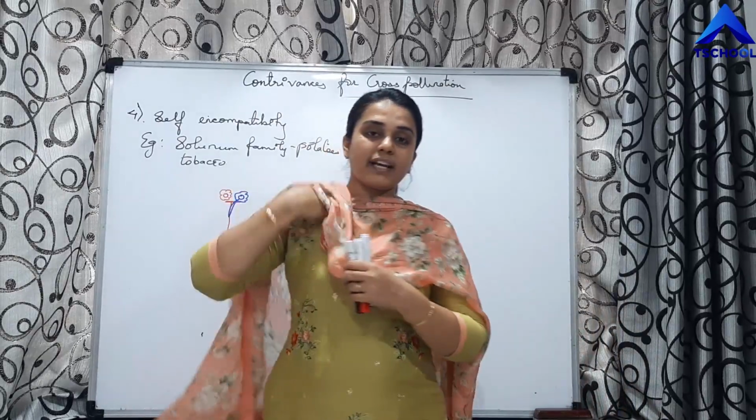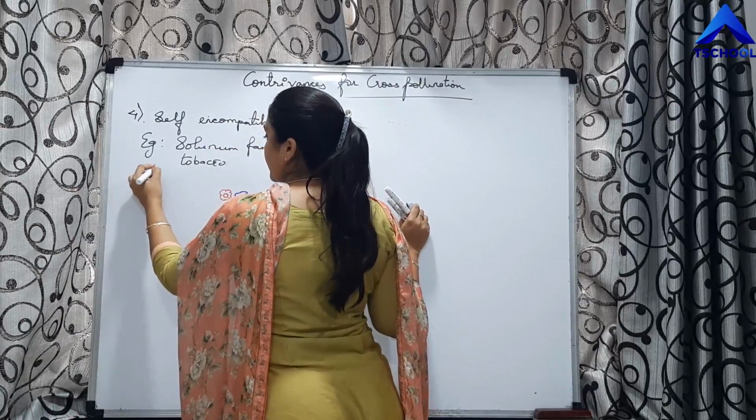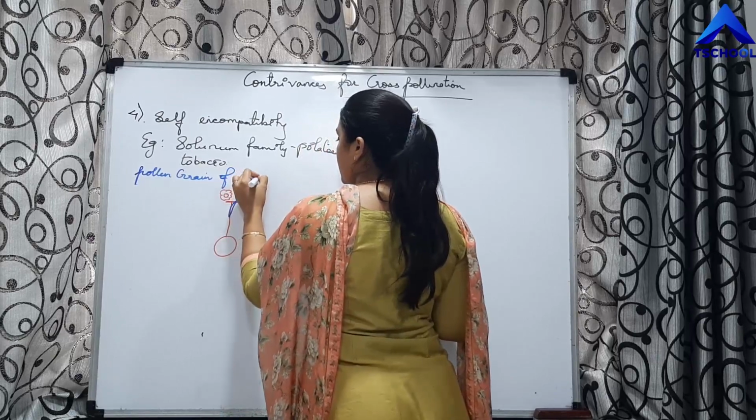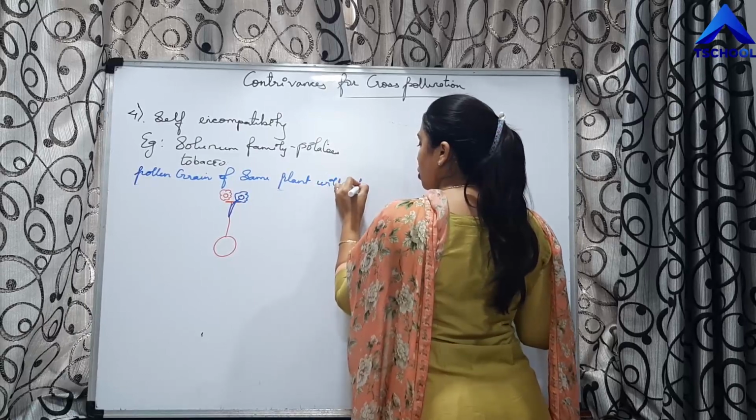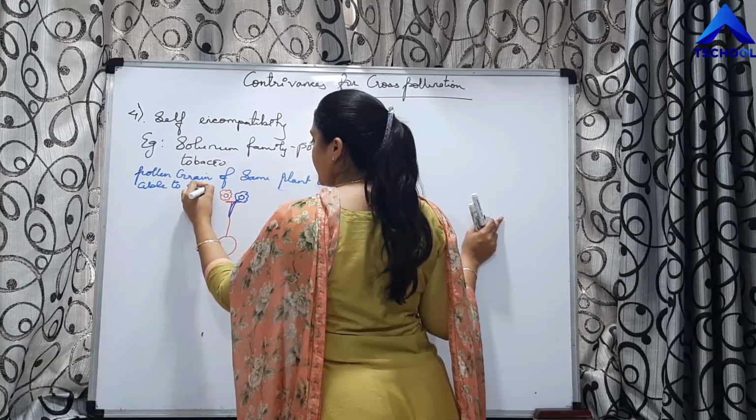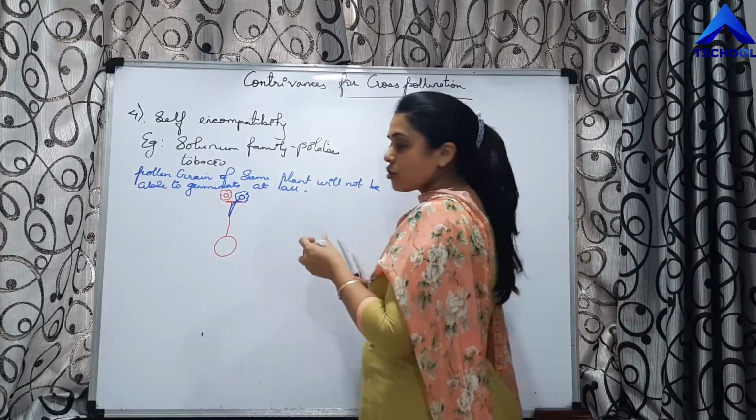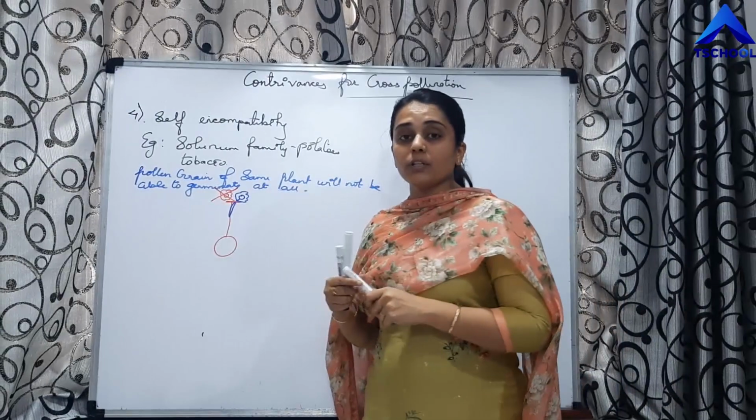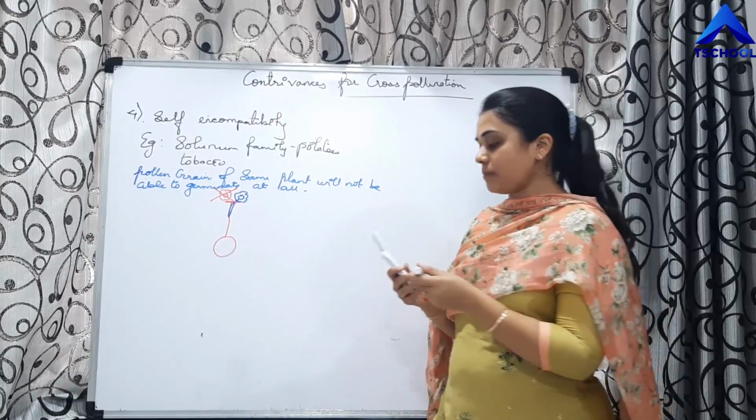That condition is called self-incompatibility. What does that mean? That the pollen grain of the same plant will not be able to germinate at all, right? So this pollen grain is not able to germinate at all. Only the pollen grain from a different plant of the same species will be able to germinate, right?